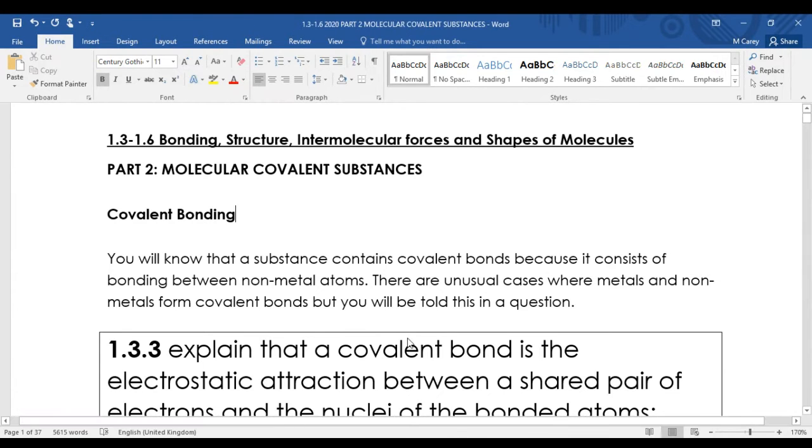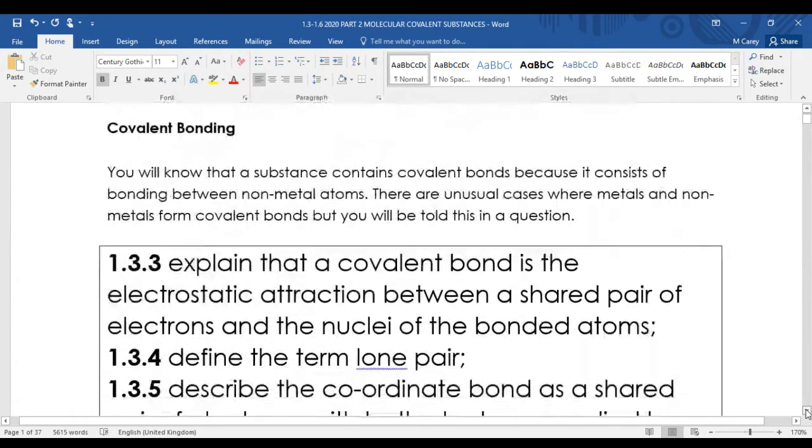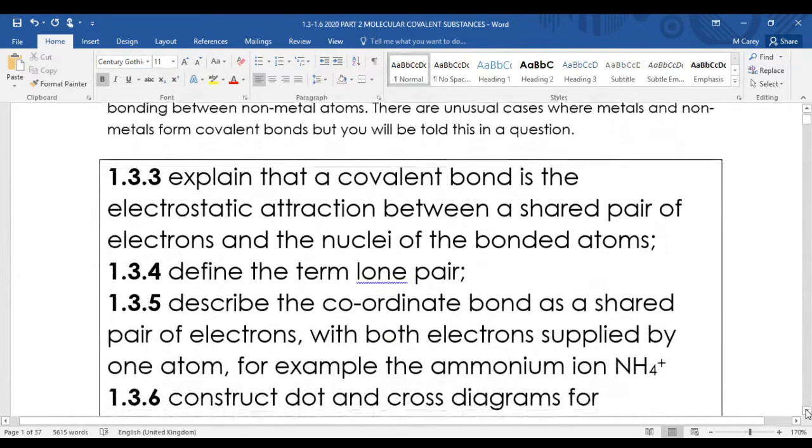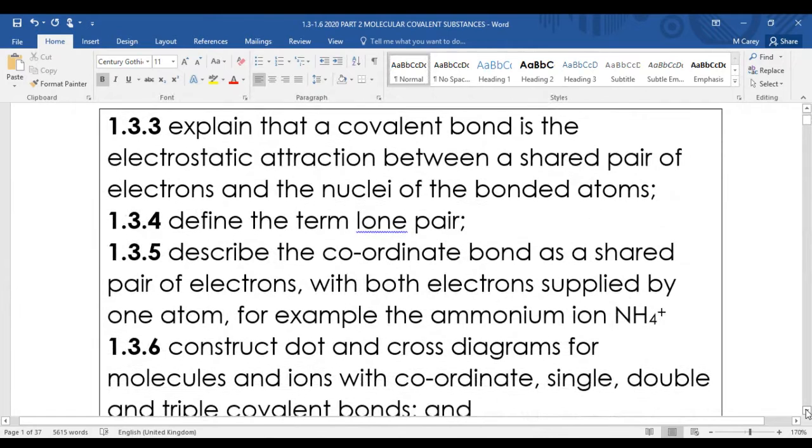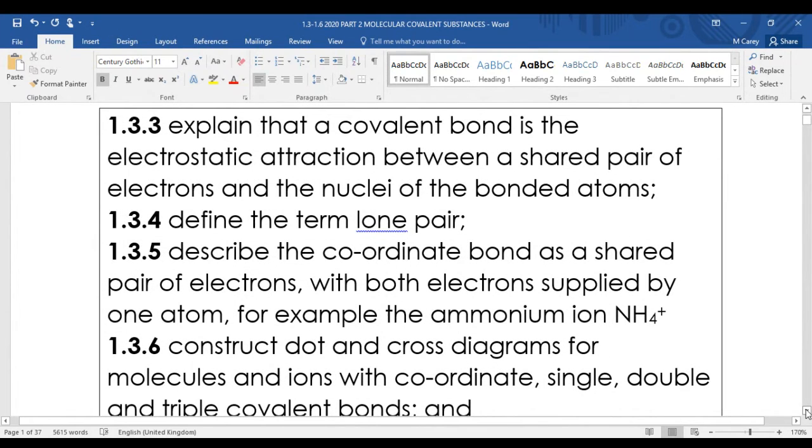So just to talk about what you've done so far, you did ionic bonding, hopefully, and covalent bonding, and just remember that you need to know definitions of covalent bonds. It's slightly changed from GCSE. It talks about electrostatic attraction between the shared electron pair and the nuclei. So that's a change from GCSE. The idea of a lone pair, and the idea of bonded pairs of electrons are very important. They're going to come up over and over again.